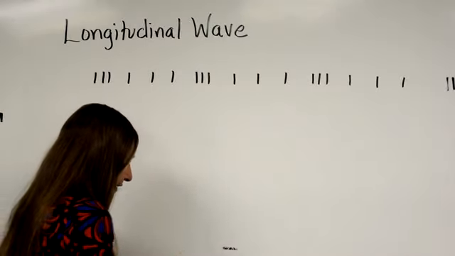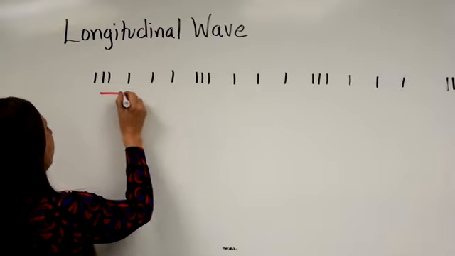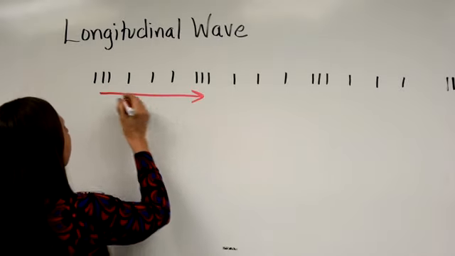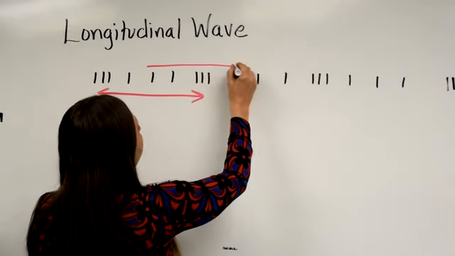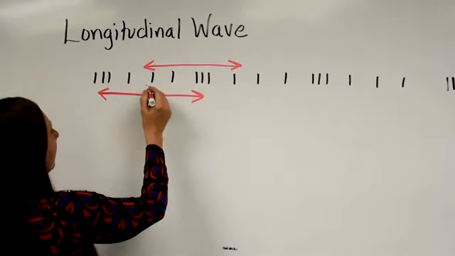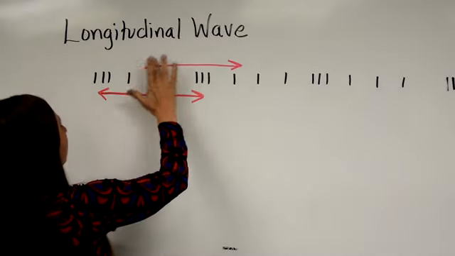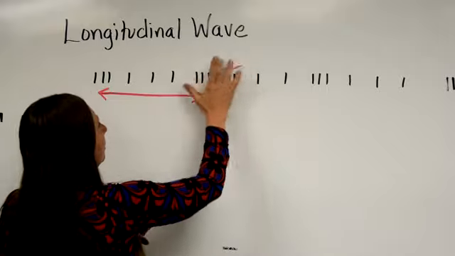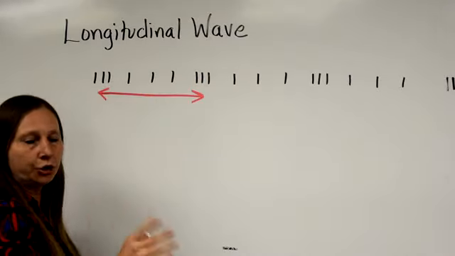And the wavelength would be from compression to compression, right? Or from rarefaction to rarefaction. In either case, the length would be the same, all right? From here to here is the same as from here to here. All right, so let's call this a short wavelength. From here to here is a short distance.